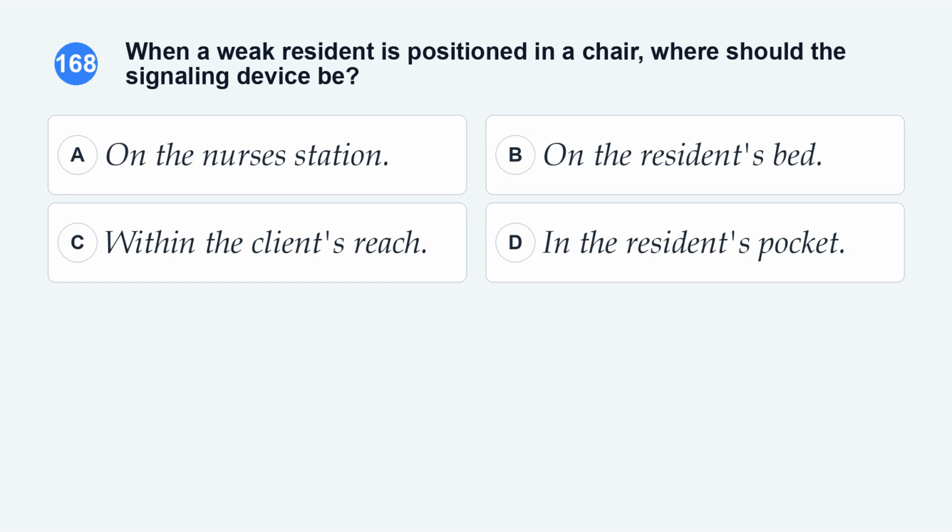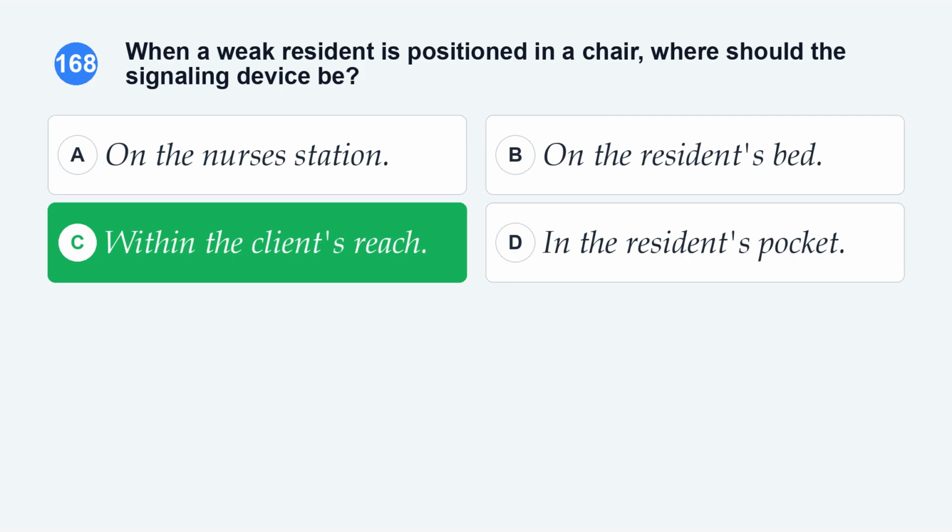Question 168. When a weak resident is positioned in a chair, where should the signaling device be? Option A. On the nurse's station. Option B. On the resident's bed. Option C. Within the client's reach. Option D. In the resident's pocket.